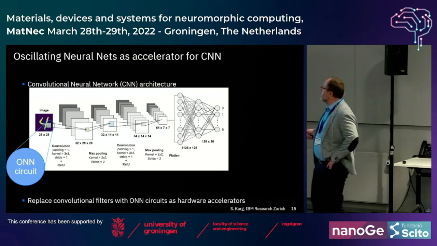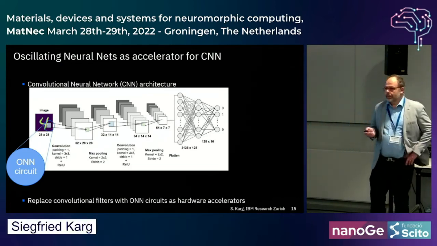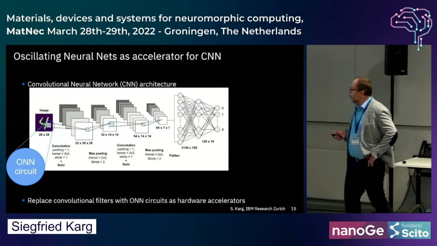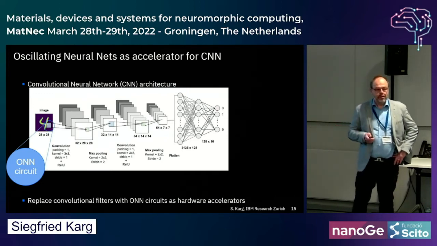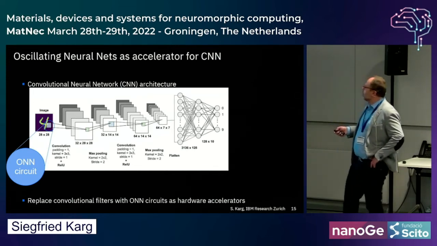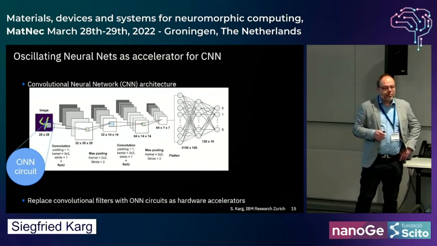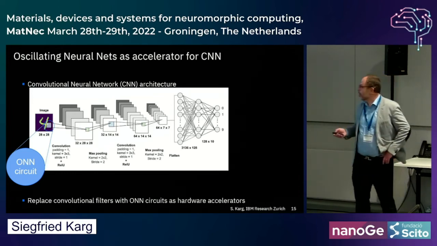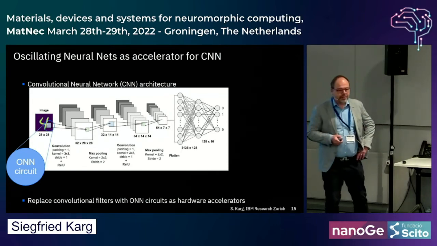A couple of simulations that we did show what we could use an ONN for. The example that we show here is a convolutional neural network, which is typically used for image recognition. Here you have a set of filters, a set of kernels that you're sliding. It's a small set of typically 3 by 3 pixels that you slide across your image to detect patterns. So we want to replace such a filter with an ONN.